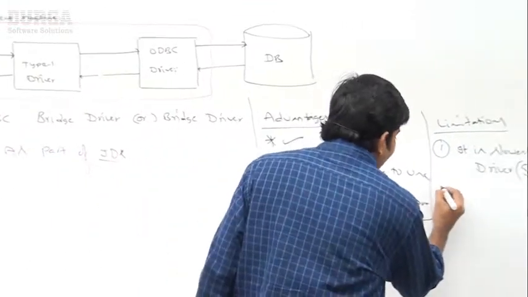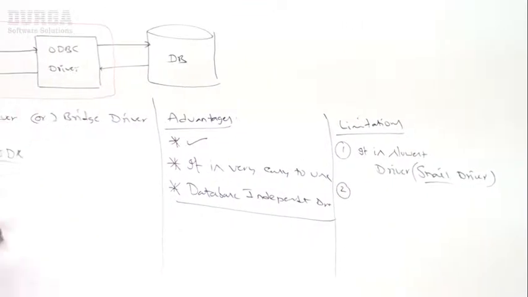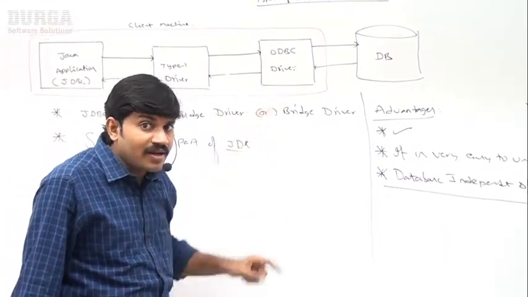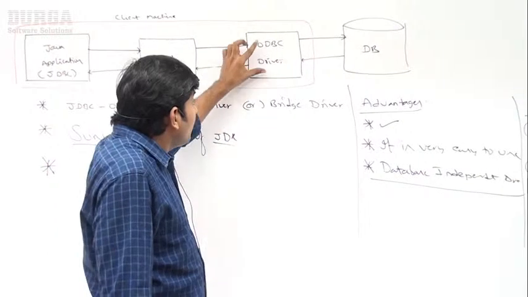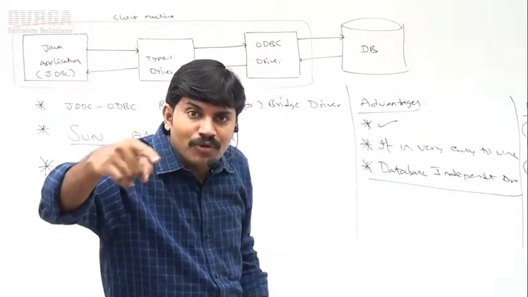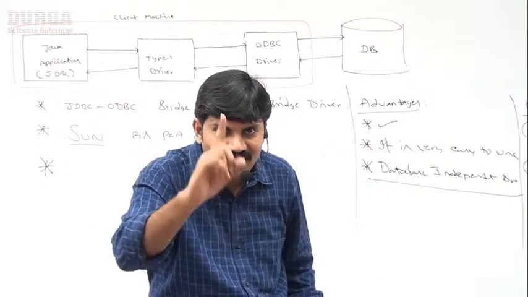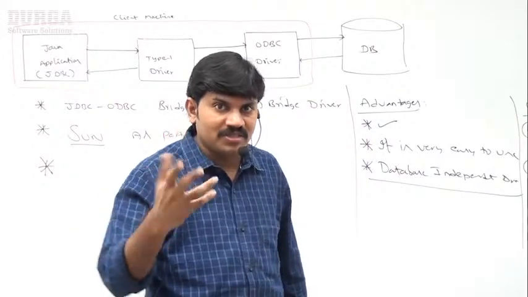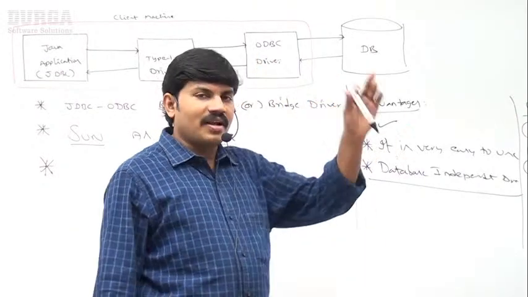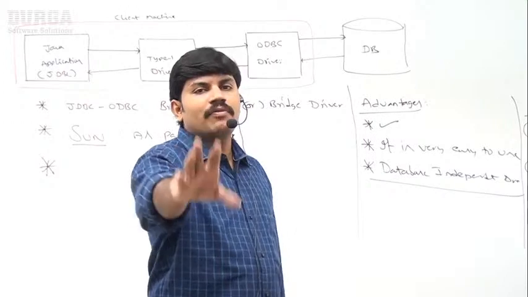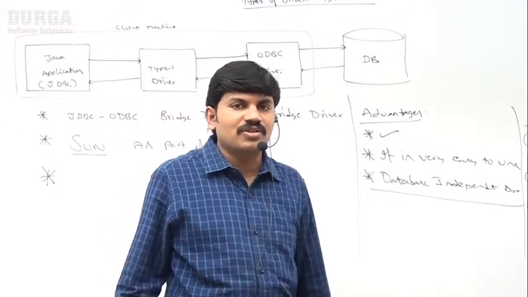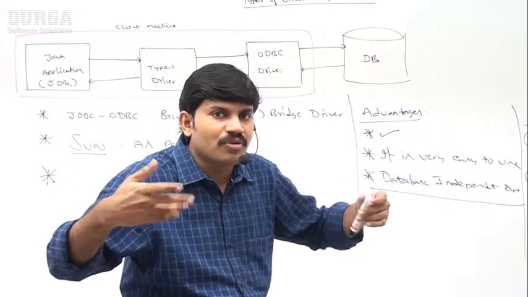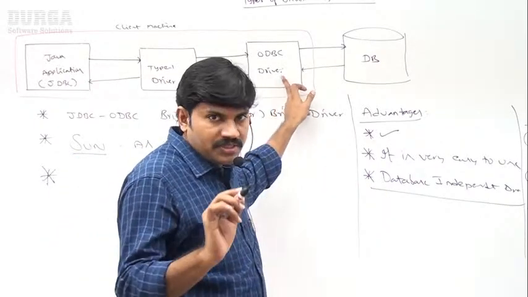Second one, sir, have you observed? The type 1 driver internally depends on what? The ODBC driver. So the ODBC driver concept is applicable only for Windows machines. Do you remember, right? In the last video somewhere I covered that the ODBC concept is applicable only for Windows machines. So that's why the type 1 driver concept is applicable only for Windows machines. Sir, I want to use Linux, I want to use Sun Solaris, then it's not possible. So platform independent nature we are going to miss because of this ODBC, right? Clear for all of you?